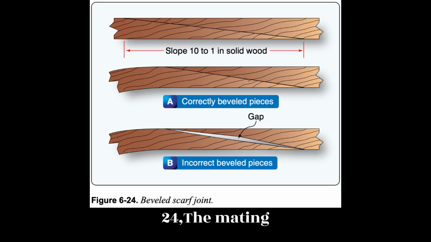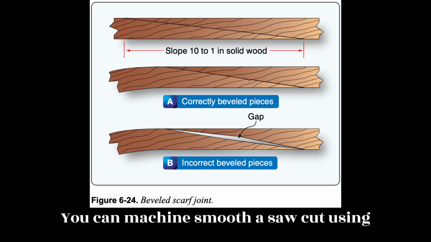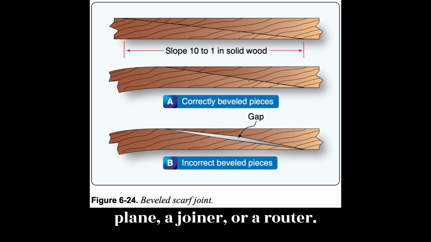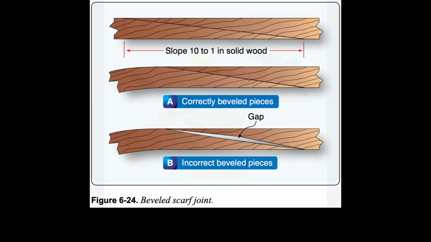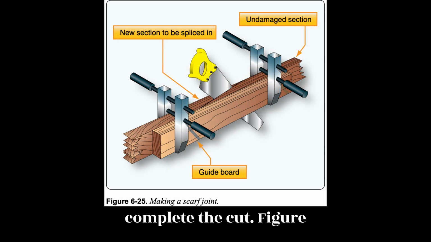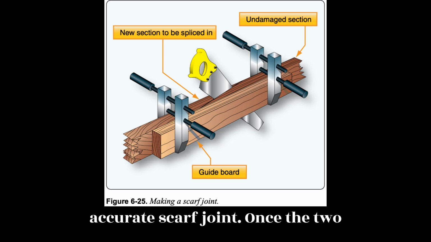Figure 6.24. The mating surfaces of the scarf must be smooth. You can machine smooth a saw cut using any of a variety of tools, such as a plane, a jointer, or a router. For most joints, you need a beveled fixture set at the correct slope to complete the cut. Figure 6.25 illustrates one method of producing an accurate scarf joint.